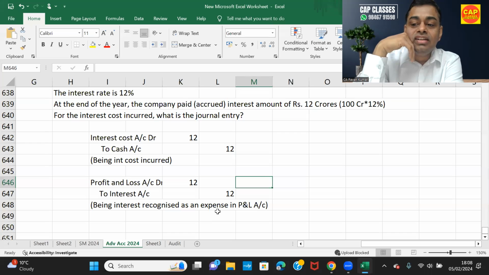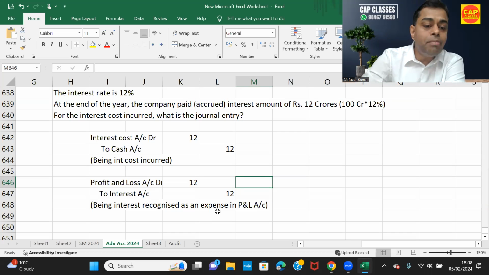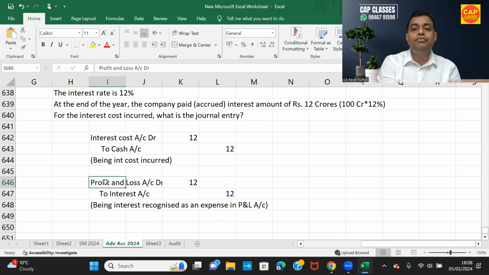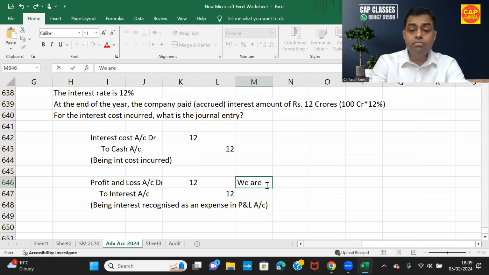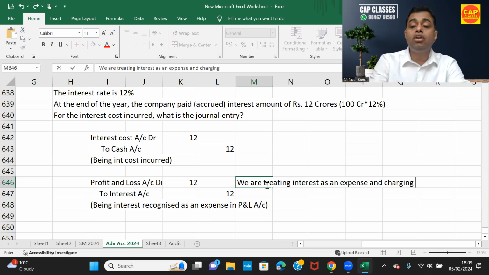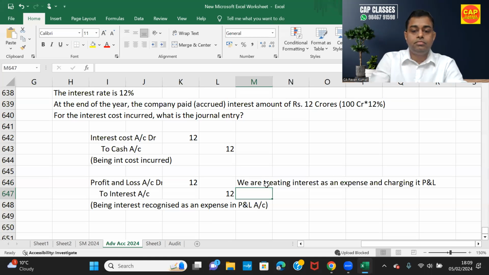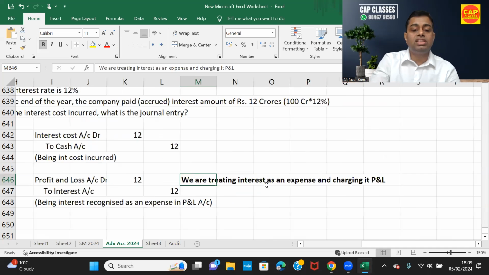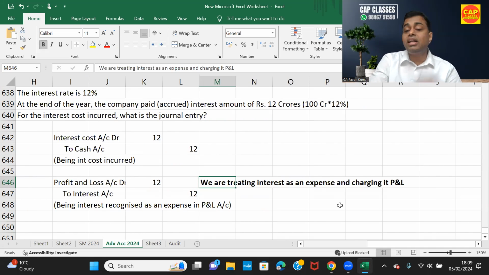Okay. So this is the journal entry we pass to transfer the interest ledger account balance to P&L so that we charge it against revenue. So in this case, what are we doing? We are treating interest as an expense and charging it to P&L. This is the accounting treatment we have done. We are treating interest as an expense and charging it to P&L, which is absolutely correct.